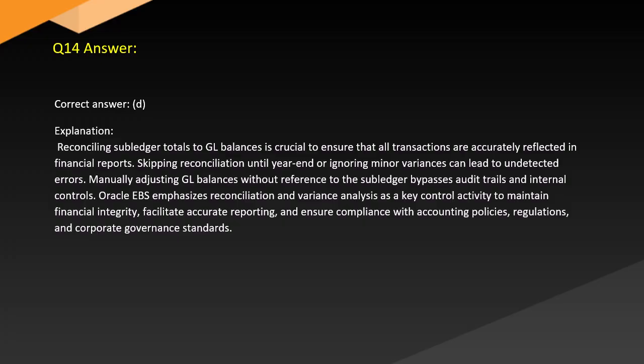Explanation. Reconciling subledger totals to GL balances is crucial to ensure that all transactions are accurately reflected in financial reports. Skipping reconciliation until year-end or ignoring minor variances can lead to undetected errors. Manually adjusting GL balances without reference to the subledger bypasses audit trails and internal controls. Oracle EBS emphasizes reconciliation and variance analysis as a key control activity to maintain financial integrity, facilitate accurate reporting, and ensure compliance with accounting policies, regulations, and corporate governance standards.